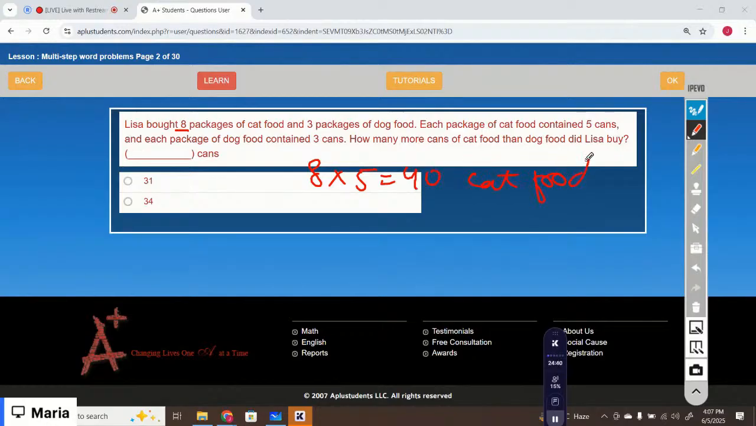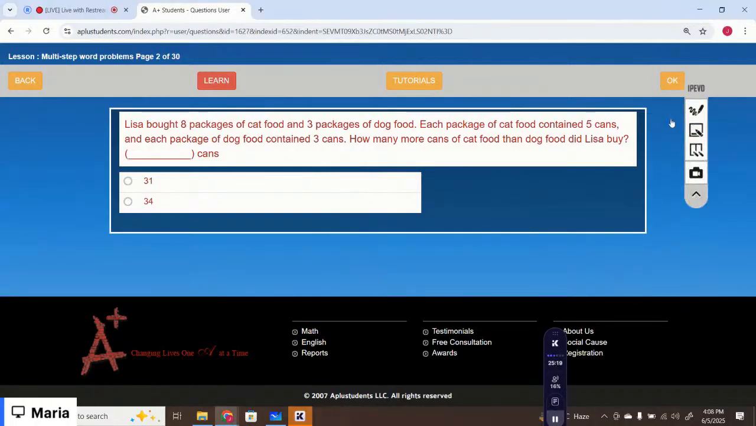40 cat food cans, right? Then 3 packages of dog food and each package of dog food contains 3 cans. 3 times 3 is 9, 9 dog food cans. So 40 minus 9 is 31 more cat food cans than dog food. Option number 1 is the correct option. $31.